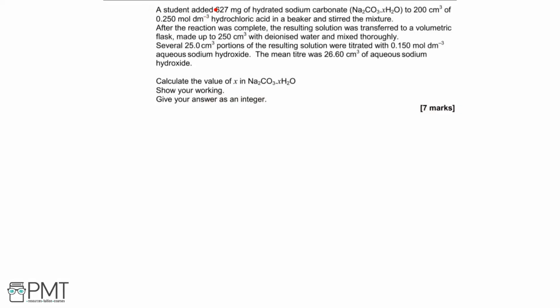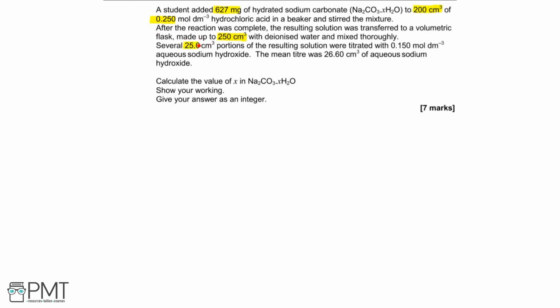A student added 627 milligrams of hydrated sodium carbonate, that's Na2CO3·XH2O, to 200 centimeters cubed of 0.25 moles per decimeter cubed hydrochloric acid in the beaker and stirred the mixture. After the reaction was complete, the resulting solution was transferred to a volumetric flask, made up to 250 centimeters cubed with deionized water and mixed thoroughly.